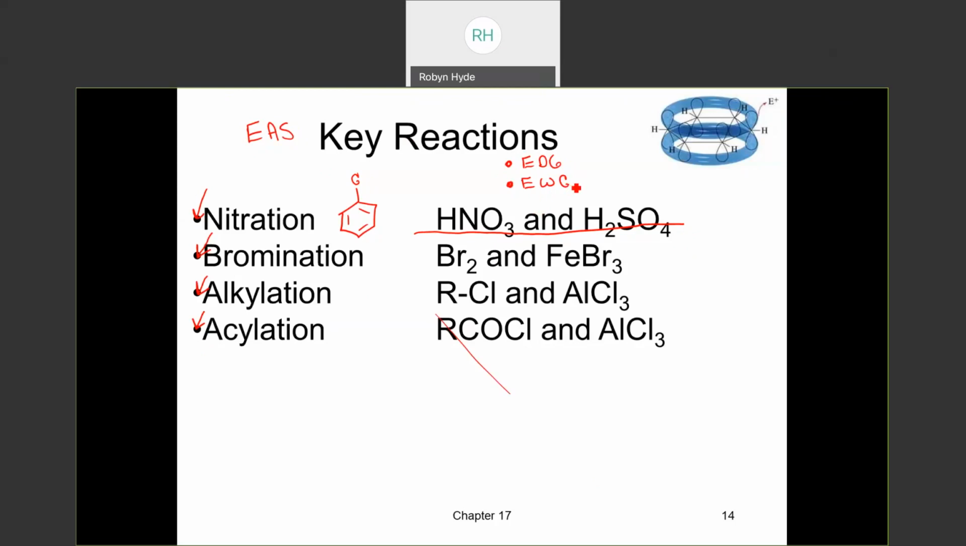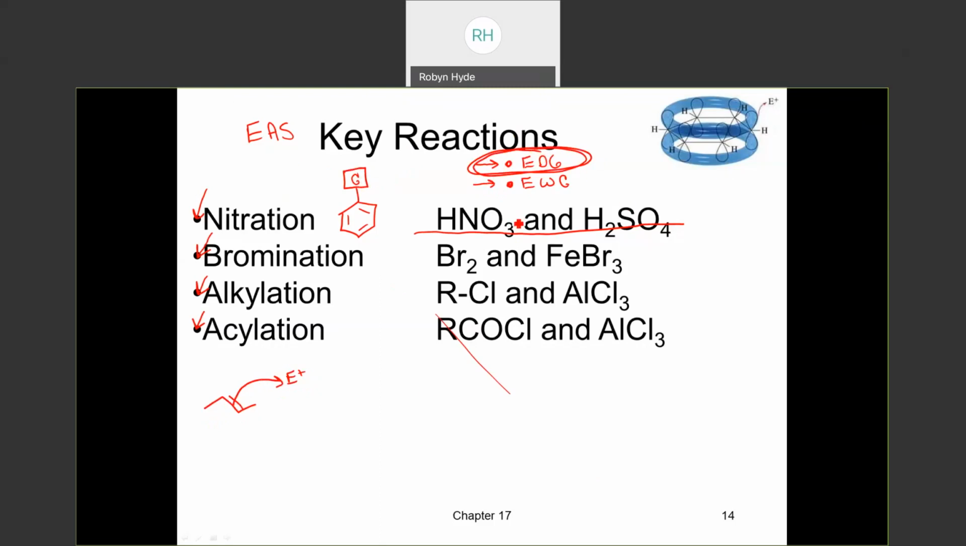I'm going to let you think again for just a moment. If I'm doing our EAS chemistry with a benzene ring, what kind of group should be bonded for the best chemistry? Electron donating or electron withdrawing? Keeping in mind that we are going to have a pi bond attacking some good electrophile. And the answer is, and you are all correct, I need to have an electron donating group.